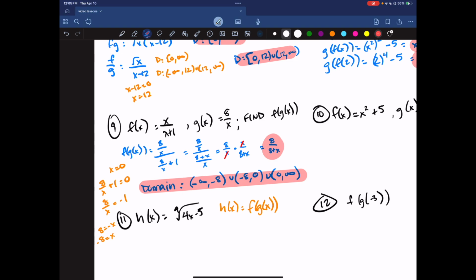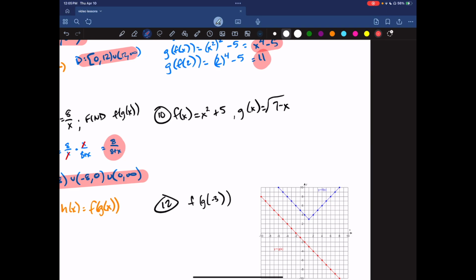So you plug in g to f and then look at it. You don't simplify anything. You just look at it and see, okay, do I have fractions? Do I have roots? And then whether it's in the numerator or the denominator doesn't matter. Any fraction, any root is going to present a problem for your domain, and you have to go find it.